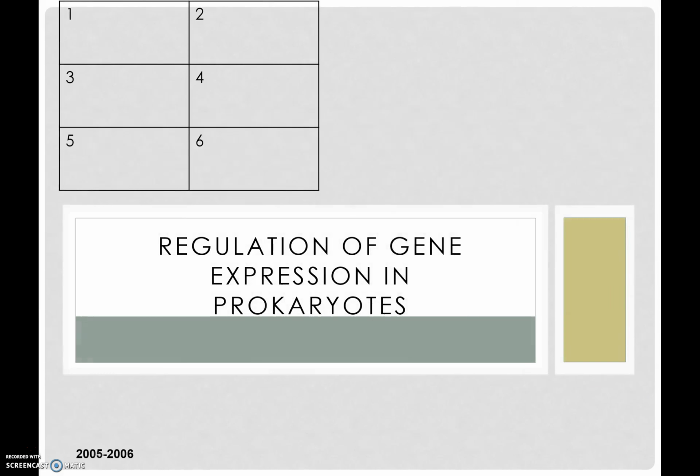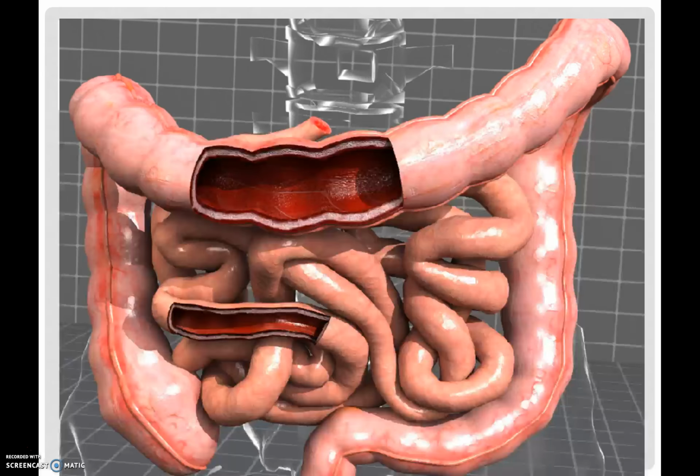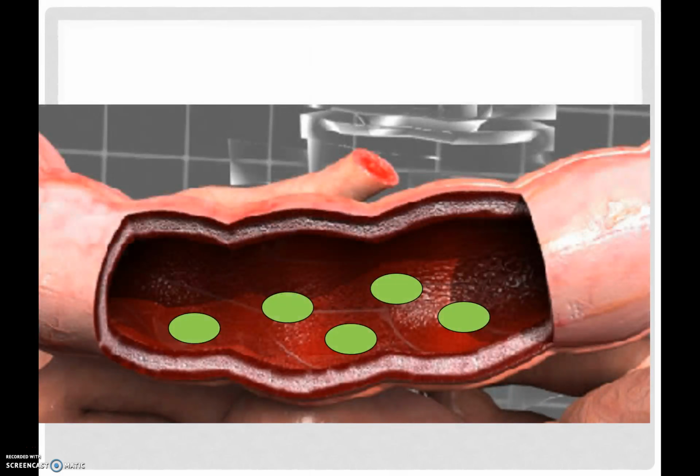So if you are one of my students making this up, the title of your 6 boxes is Regulation of Gene Expression in Prokaryotes. So let's go ahead and look at our intestines and zoom in.